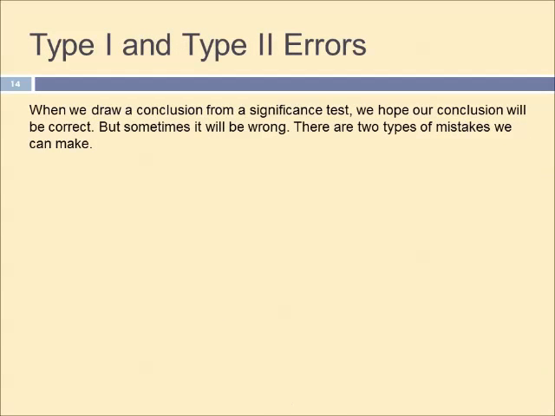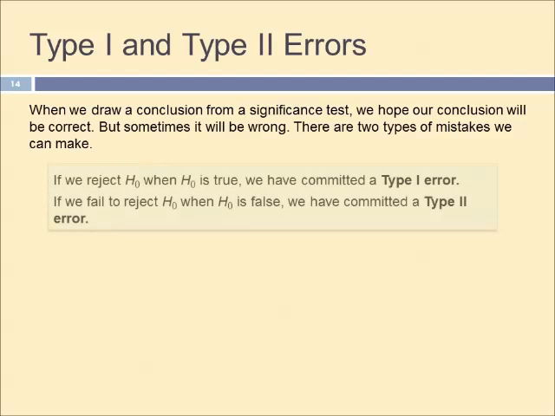Now we're going to talk about type 1 and type 2 errors. We draw a conclusion from a significance test. We certainly hope that the conclusion will be correct, but sometimes it'll be wrong. There are two types of mistakes we can make. One is we reject the null hypothesis when in fact it's true. This is called a type 1 error. Or if we fail to reject the null hypothesis when in fact it's false, this is called a type 2 error.